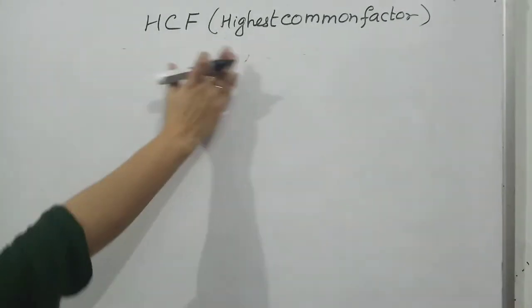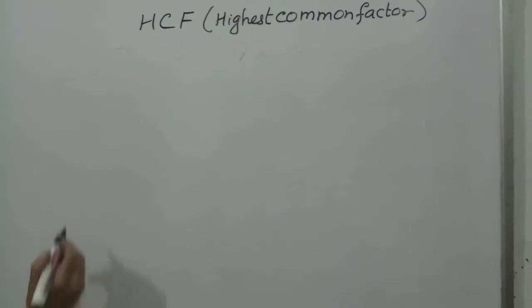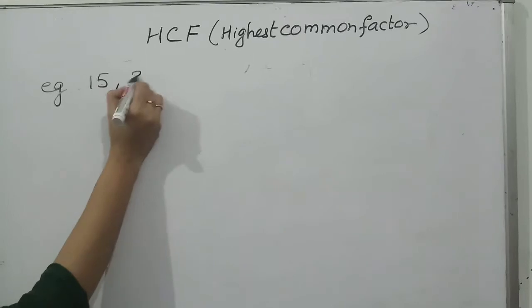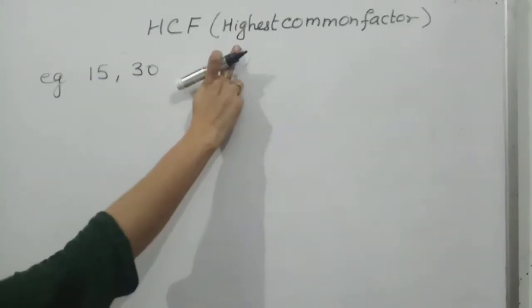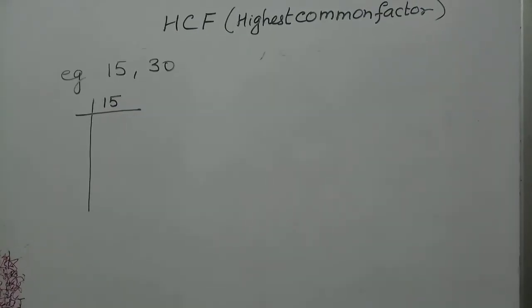HCF means highest common factor. If you want to find out the HCF of any two numbers, let's take an example like 15 and 30. How can we find out the HCF of these two numbers? Highest means the highest number, common means common values, and the factors of these. So first of all we will find out the factors of 15 by the prime factorization method.